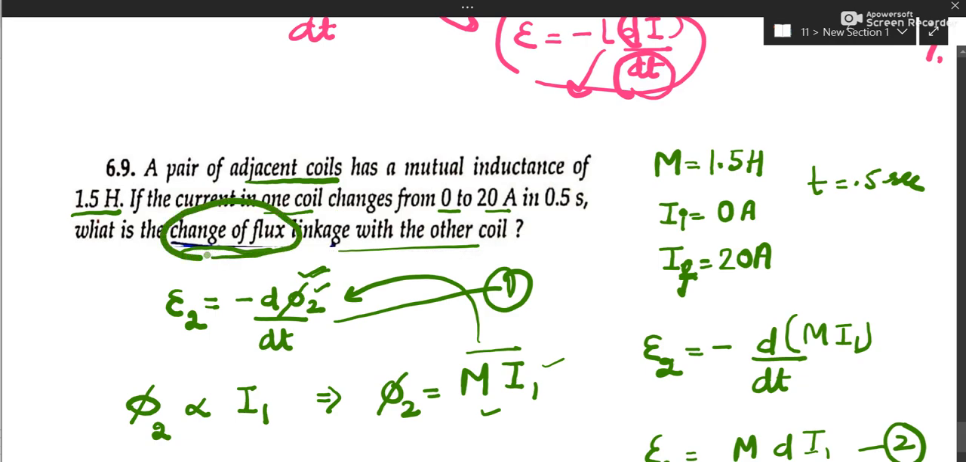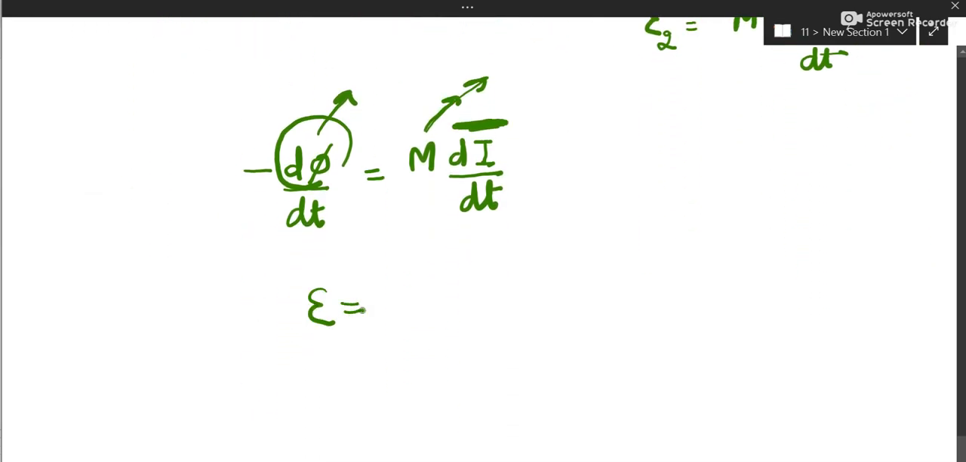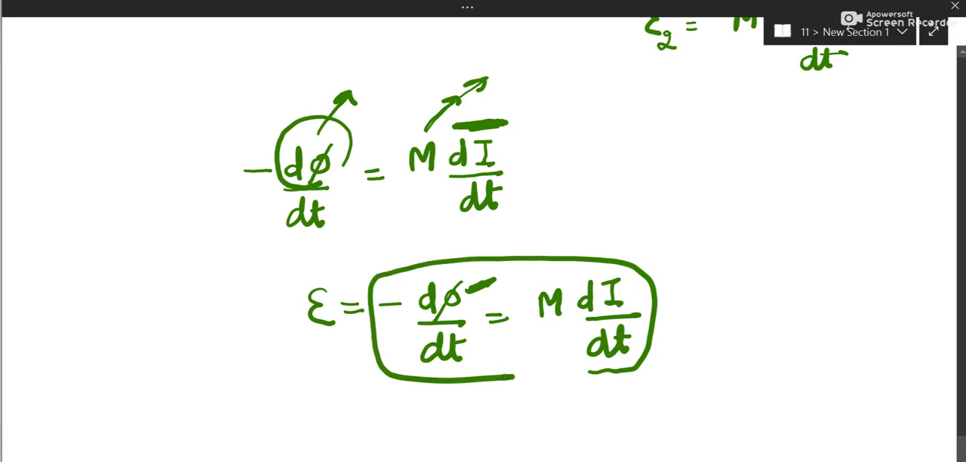So let us go to the next question. What I've done in this question is I have taken two formulas for EMF and I've just equated them. Phi is directly proportional to I, this is equal to MI. So M outside, di by dt. That's all. This is what I've done.